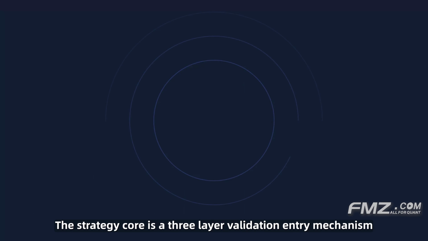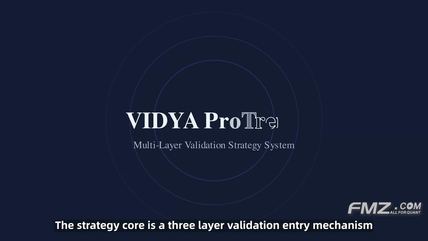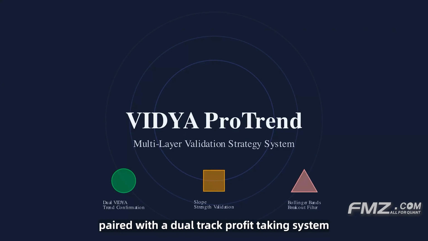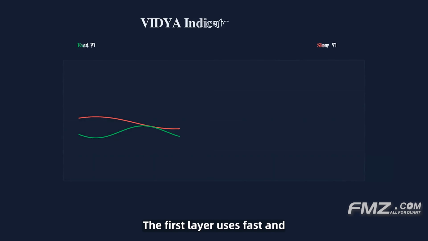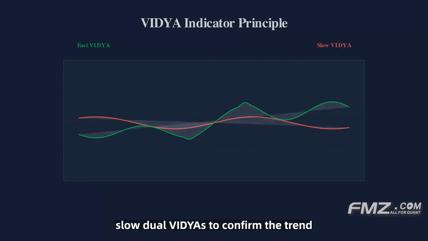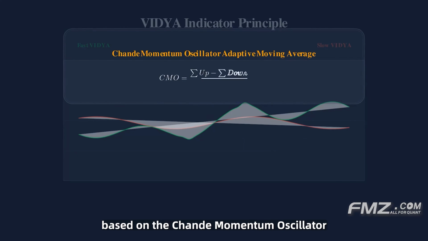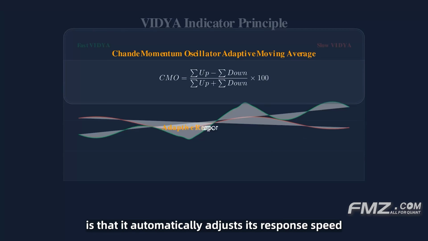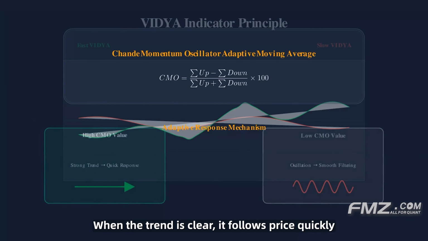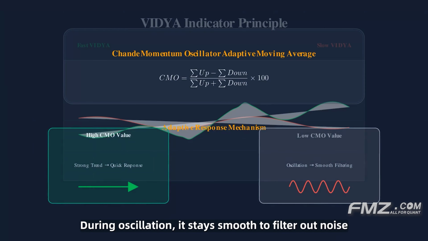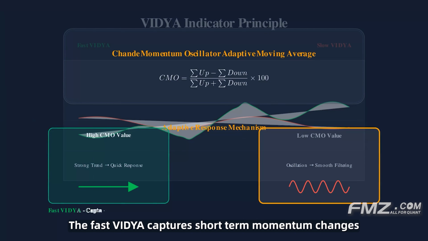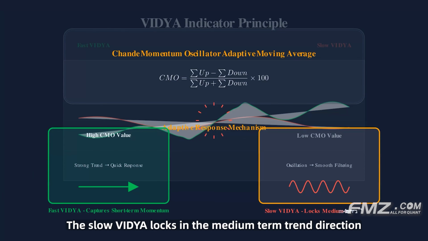The strategy core is a 3-layer validation entry mechanism paired with a dual-track profit-taking system. The first layer uses fast and slow dual VIDYAs to confirm the trend. VIDYA is an adaptive moving average based on the Chande Momentum Oscillator. Its unique feature is that it automatically adjusts its response speed based on market trend strength. When the trend is clear, it follows price quickly. During oscillation, it stays smooth to filter out noise. The fast VIDYA captures short-term momentum changes. The slow VIDYA locks in the medium-term trend direction.